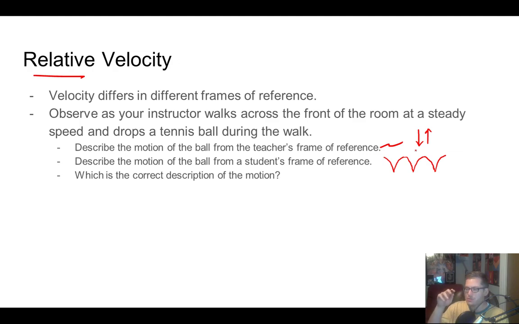So we've really just got a projectile that we're dropping. It's got some sort of horizontal velocity, and then it's also got the vertical acceleration that's changing it as it goes up and down, up and down. So who's correct? Is my frame of reference correct or is yours? Well, they're both right. It just depends on the frame of reference.